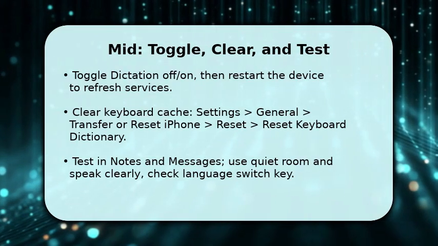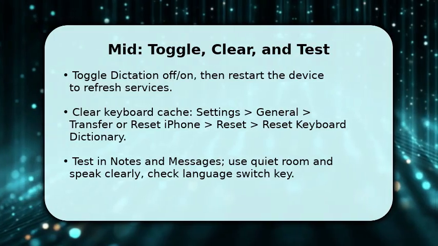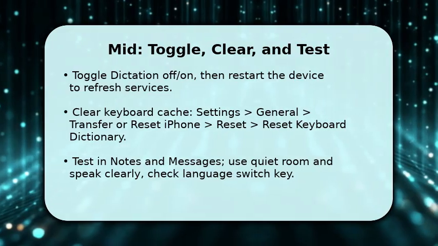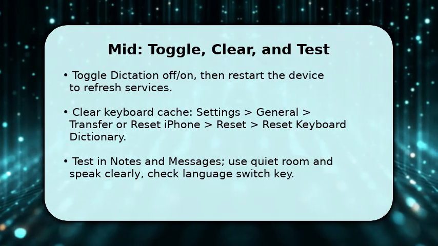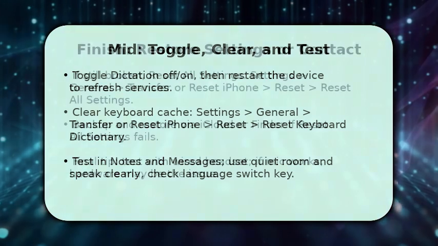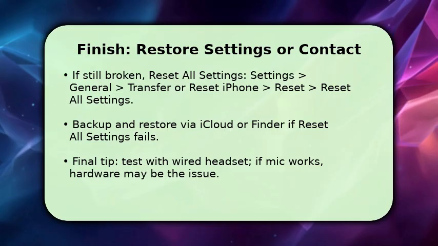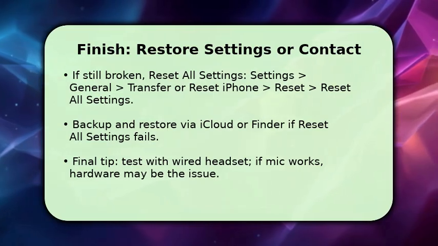Speak in a quiet room and use the globe or language key to confirm you're on the correct language. If it works here, you've narrowed the fault to a particular app or setting. If dictation remains unreliable, reset all settings to revert system preferences without erasing data. This fixes deep configuration conflicts.